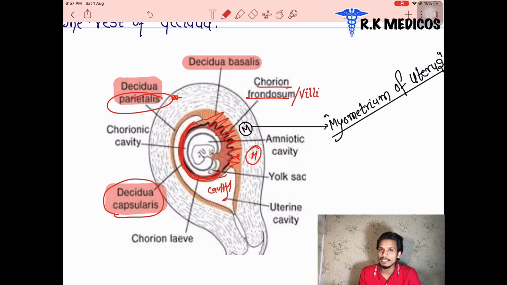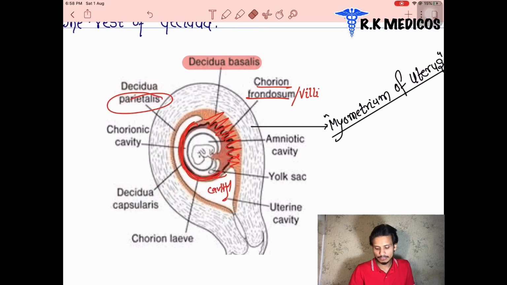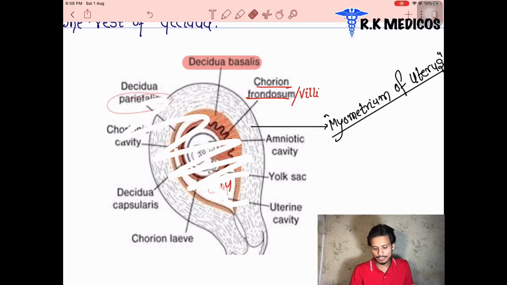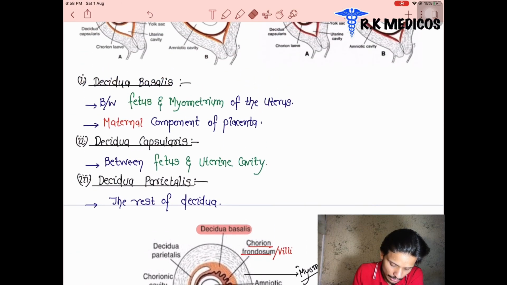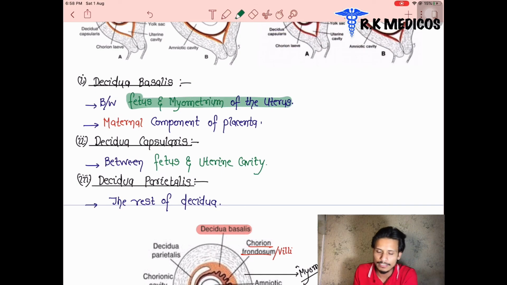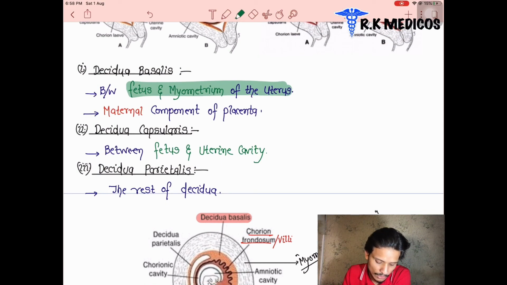So toward the decidua basalis, the chorionic villi, the chorion frondosum, is formed, and just beside it there is the chorion parietalis, and to the side of the cavity there is the chorion capsularis. So these are the three types of decidua: decidua basalis, decidua capsularis, and decidua parietalis. Now we are going to see their main roles. Decidua basalis connects the fetus and the myometrium of the uterus. They are the maternal component of the placenta. Basically, decidua basalis is a maternal component.